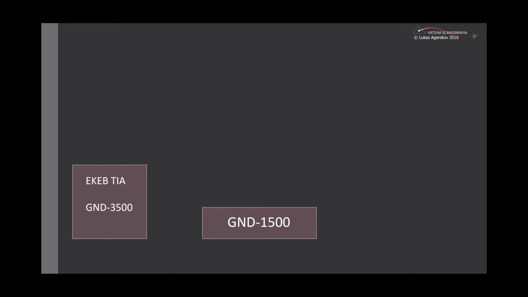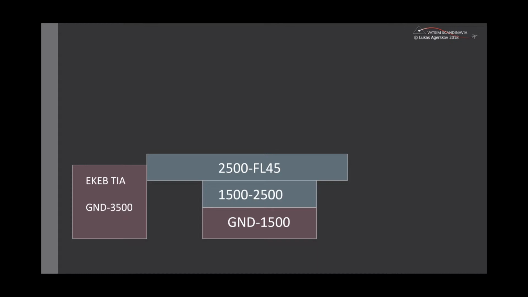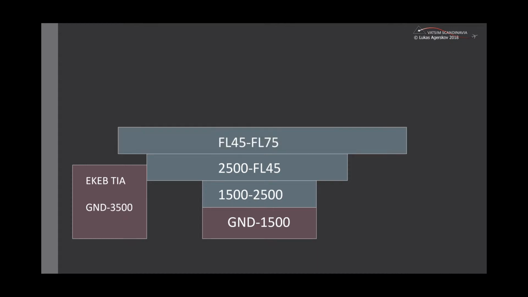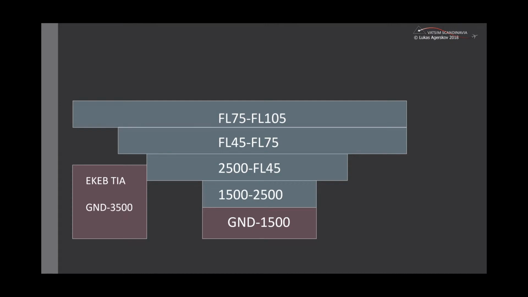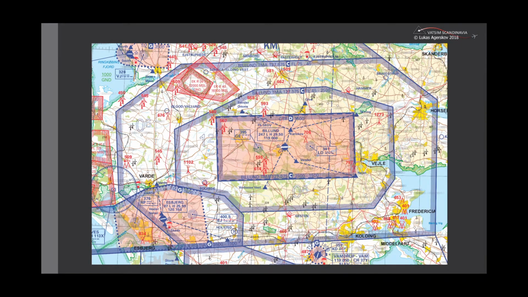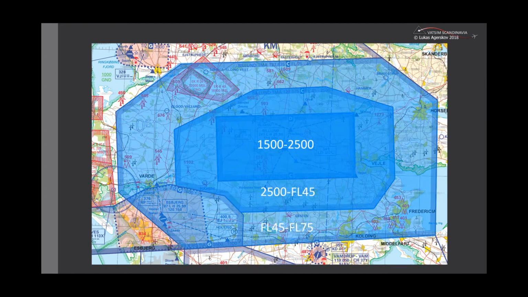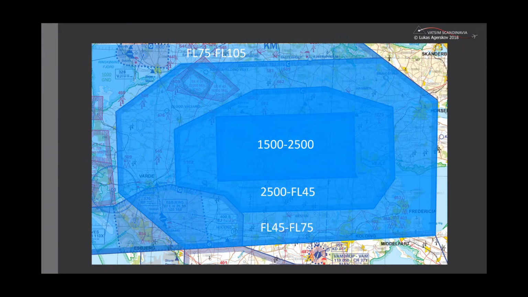First of all, you have one directly on top of the control zone from 1500 to 2500. You get a bigger one around from 2500 to flight level 45, an even bigger one from flight level 45 to 75, and then a top one stretching from flight level 75 all the way up to flight level 105. Converted to a top-down view, it will look like this: 1, 2, 3, 4 boxes on top of each other. Take a look at this VFR map to familiarize yourself with how the airspace goes up.